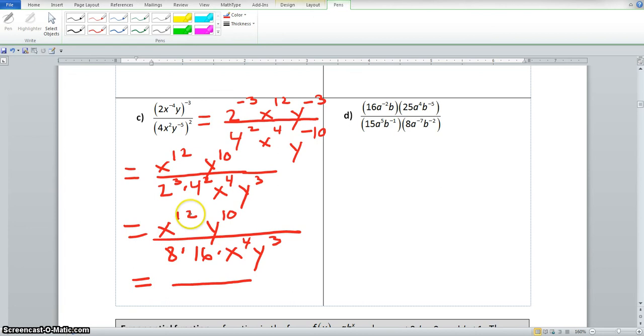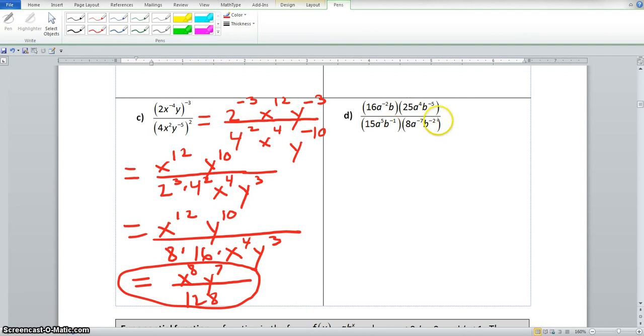Now, x to the 12th divided by x to the 4th, we know we will subtract those exponents. 12 minus 4 is 8, so this will give us x to the 8th. Y to the 10th divided by y to the 3rd, we know we will subtract the exponents. 10 minus 3 is 7, so it'll be y to the 7th. And then finally, 8 times 16 will give us 128. And that will be it. Now we come here to D.